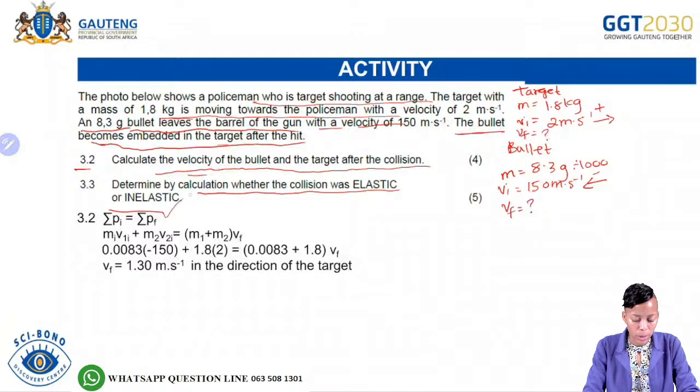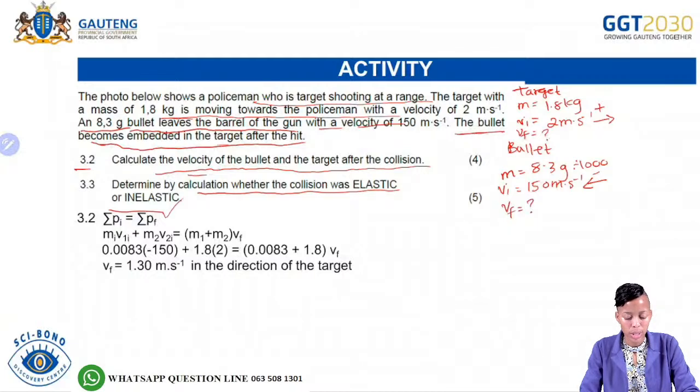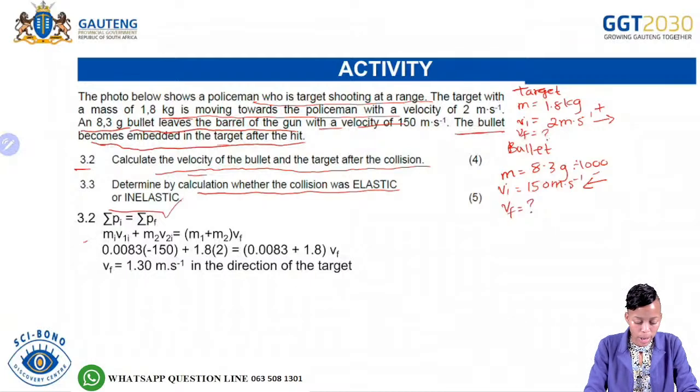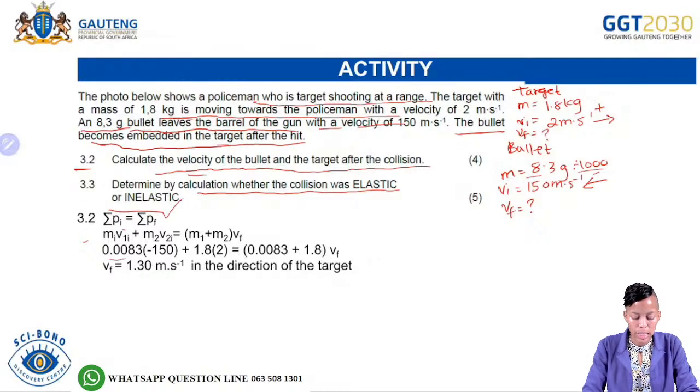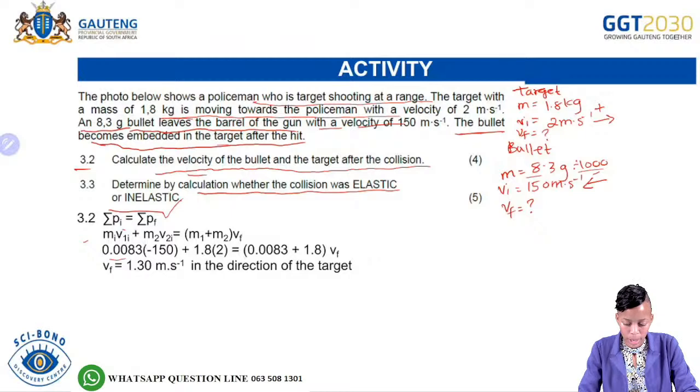Okay. What are we going to do from here? You are going to write your formula that says the sum of the initial momentum before the collision is equal to the sum of the final momentum, that is, after the collision. So you have m1 v1i, that would be representing your bullet. Remember we said the mass of the bullet is in grams, so you either divide by 1,000 or you multiply by 10 to the power of -3. In this case, we divided by 1,000.